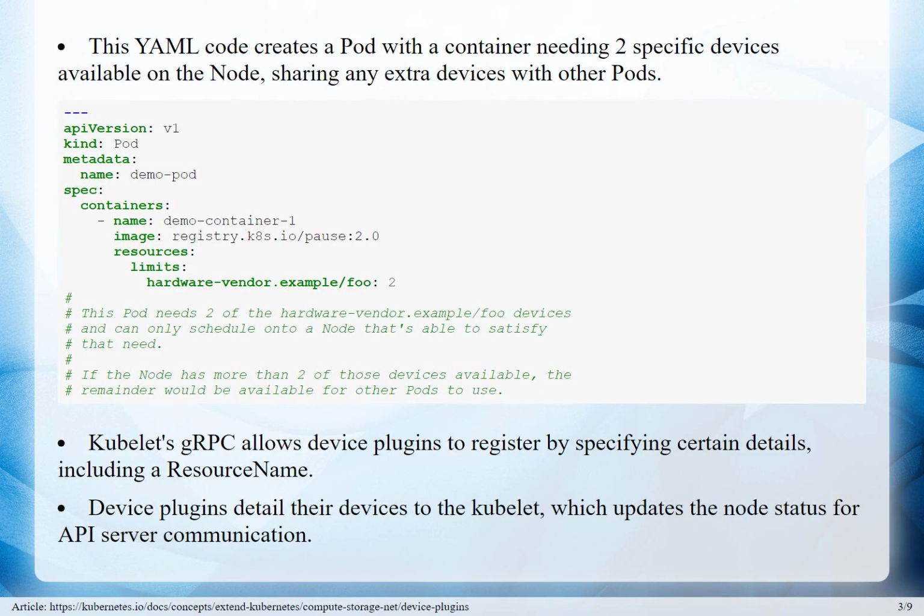After successfully registering, the device plugin informs the kubelet of its managed devices. The kubelet advertises these to the API server during its node status update. For example, if a plugin registers two devices as foo, the node's status will show two available foo devices.